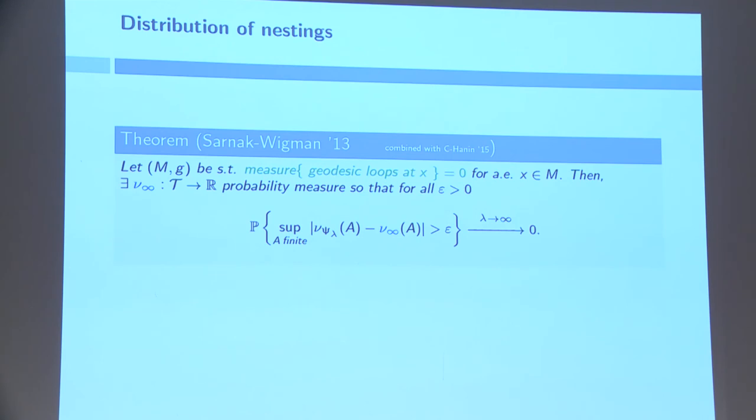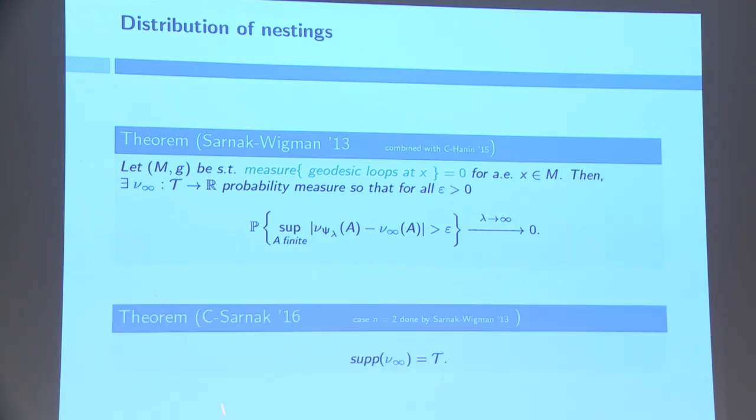And what we prove with Peter Sarnak is that the support of the measure is the entire space of trees. So if you give me any nesting configuration, we can show that for lambda large enough, that nesting configuration is going to occur with a strictly positive probability. That's what we were able to show.